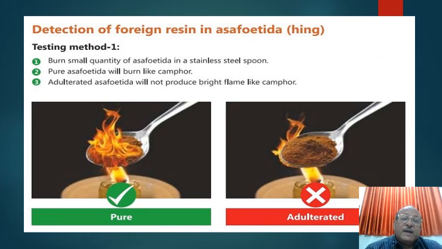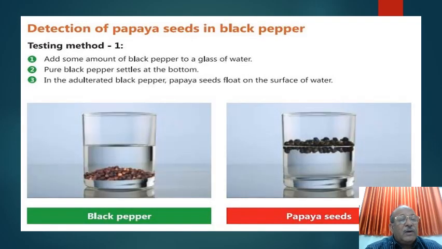Detection of foreign resin in asafoetida, hing. Burn a small quantity of asafoetida in a stainless steel spoon. Pure asafoetida will burn like camphor. Adulterated asafoetida will not produce a bright flame like camphor. This is how adulterated hing can be found out.